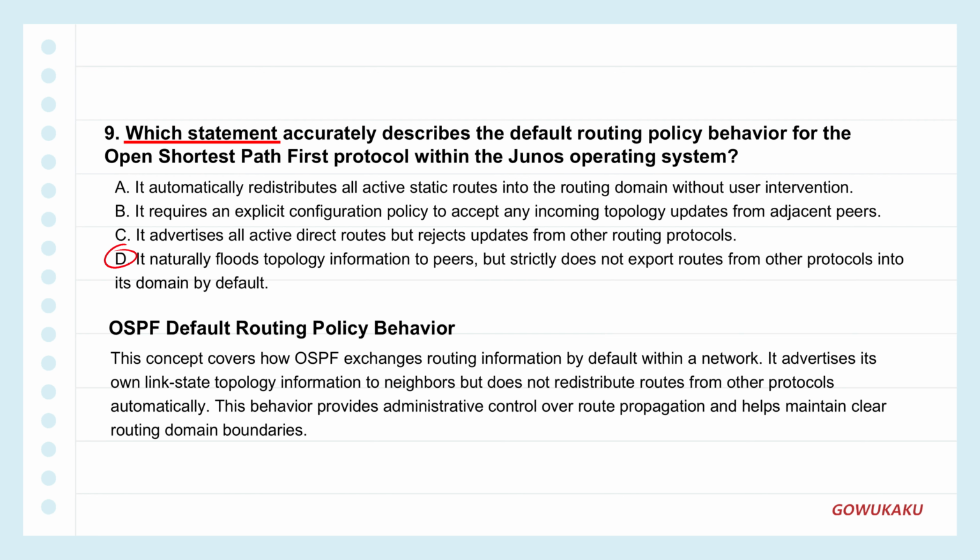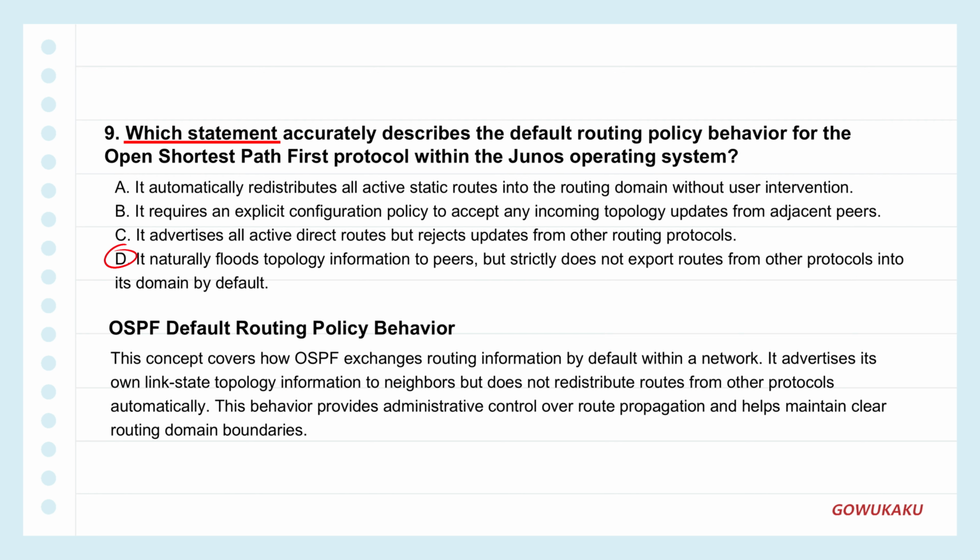Open shortest path first, or OSPF, is incredibly chatty inside its own borders. It eagerly floods topology data to all its OSPF neighbors to build a complete map, but it is deeply conservative about outside information. So it won't just share everything. Right. If you have a private static route to an internal HR server, OSPF will not automatically blast that out to the rest of the network. So you have to explicitly build a policy to tell it to share that specific information. Exactly. Defaulting to strict boundaries protects the integrity of the network.